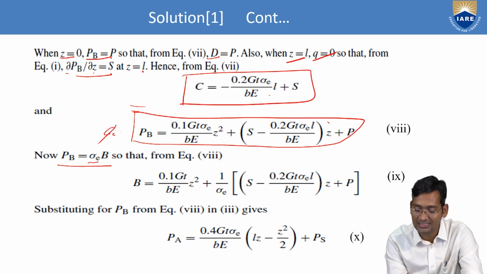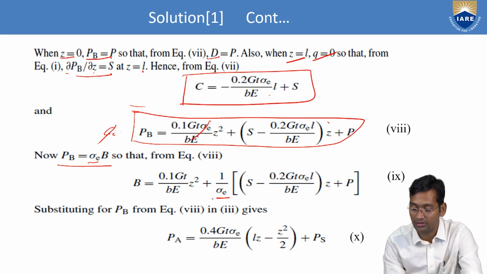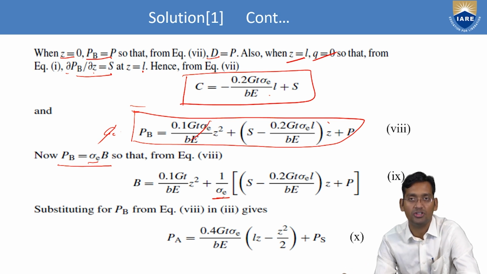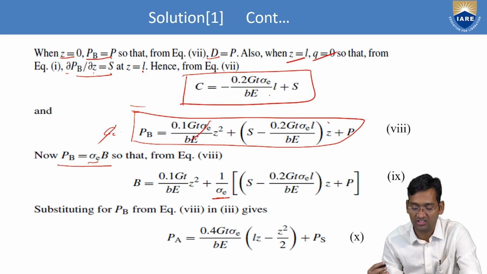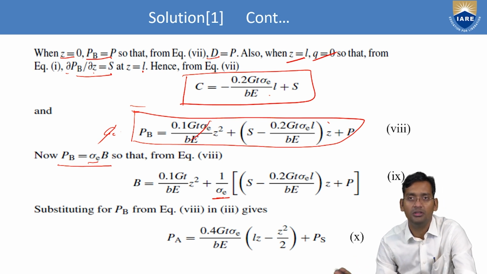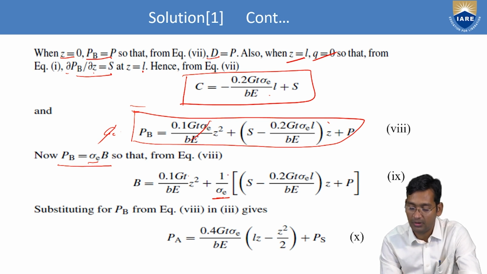So now this sigma E cancels. Here the sigma E term is there, and with this it's not there. That's why they have directly taken sigma E as a constant, common 1 by sigma E. So whatever the term having sigma E, that will be there. If it's not, then 1 by sigma E. So B is equal to what? 0.1 GT by BE Z square plus, or just see here.